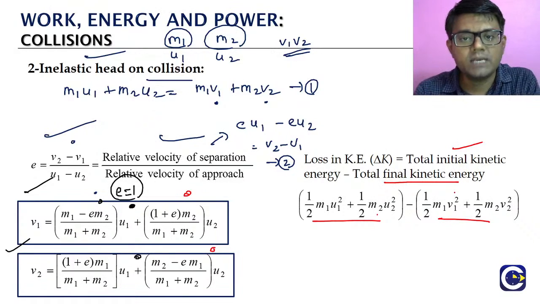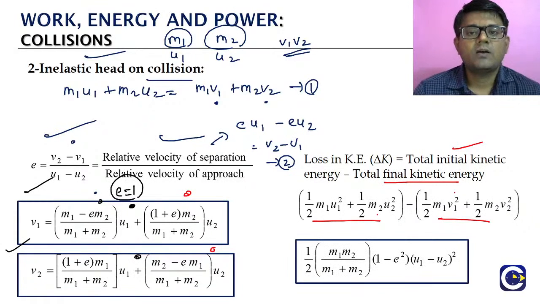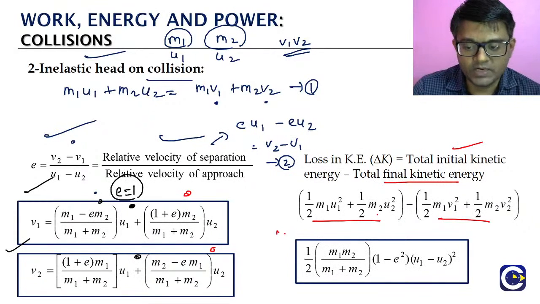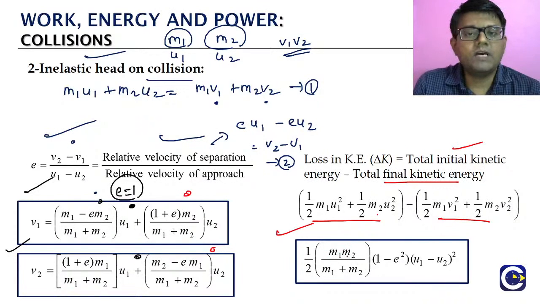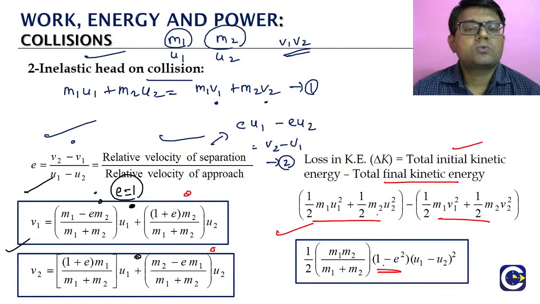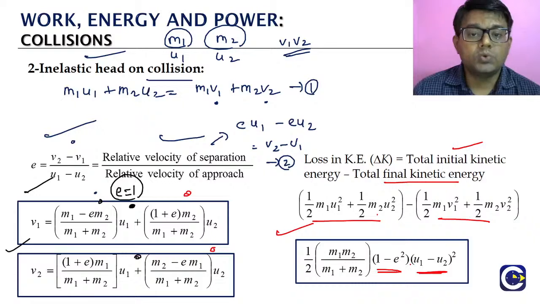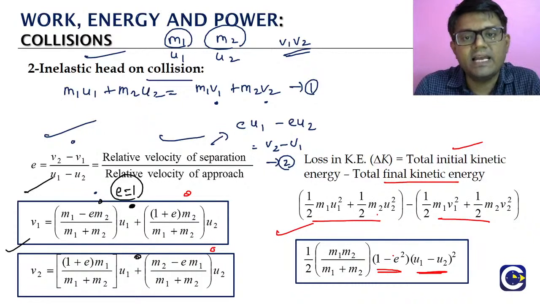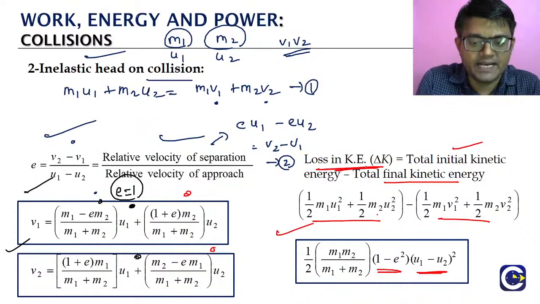We are going to substitute the values of v1 and v2. If you substitute the values of v1 and v2, then what we will be getting is the expression for the loss of kinetic energy. What is it? Half times m1 m2 by m1 plus m2 into 1 minus e square into u1 minus u2 the whole square. So here you can see one thing very clearly. If e is equal to 1, look at the formula, what is the loss of kinetic energy? 0. That is our perfectly elastic category. So look at this. This is the formula for loss of kinetic energy.